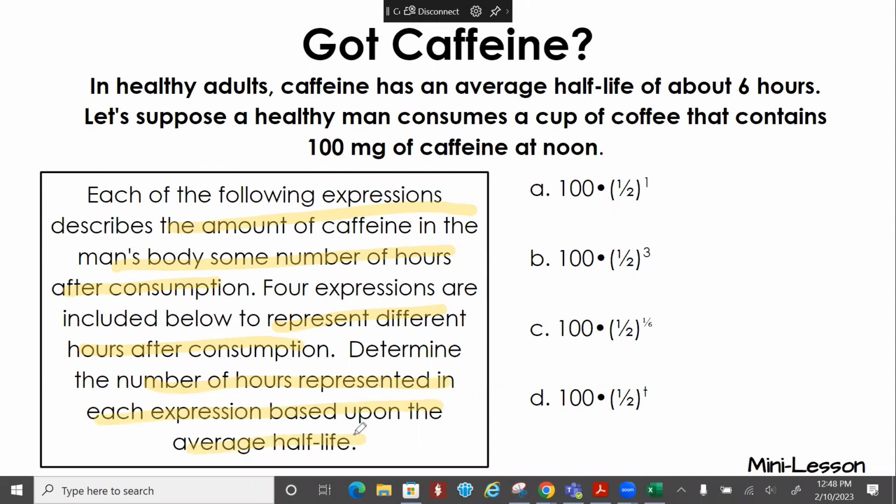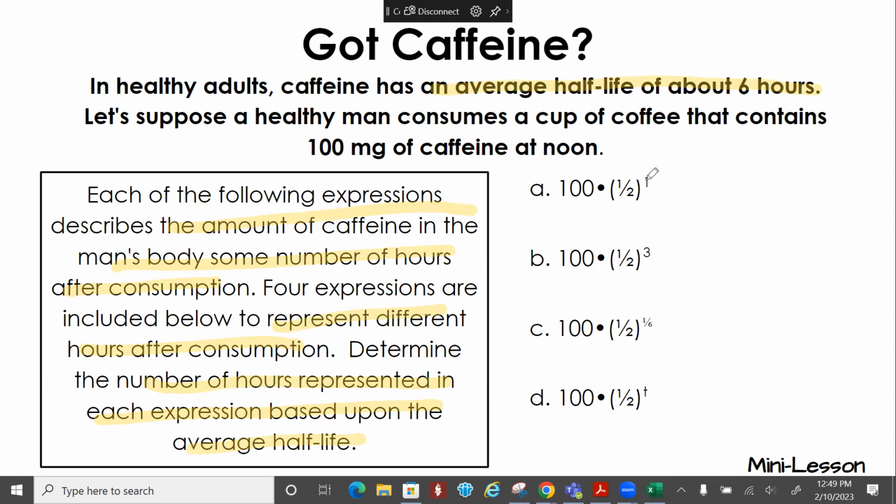Y'all remember back in chemistry, they talked about half-life? Do y'all remember what half-life is? So it's going to divide into half, right? It's the number of times that it would take in order for it to completely decay or get to a certain level. Looking at this, we were told that it has an average half-life of about 6 hours. So every 6 hours it is going to drop by half.